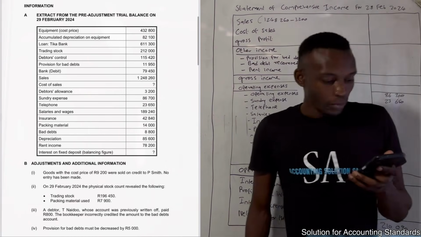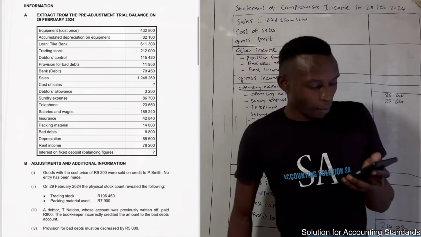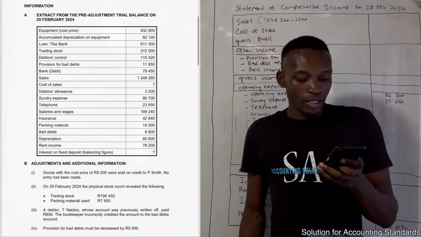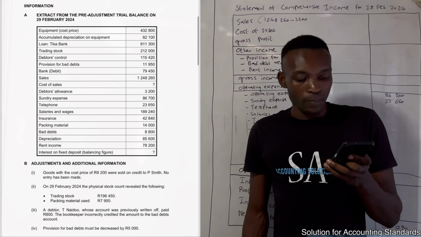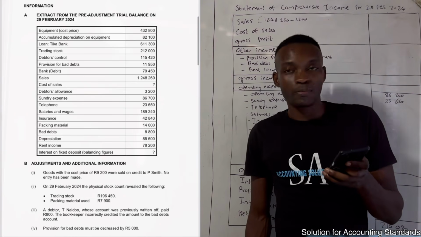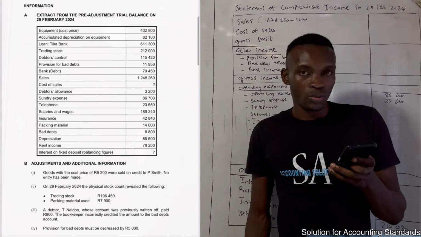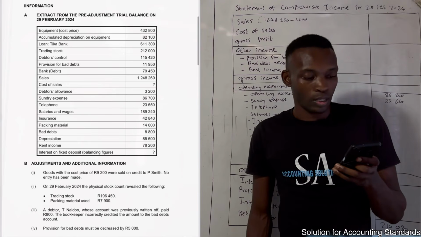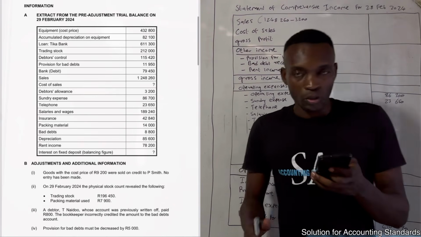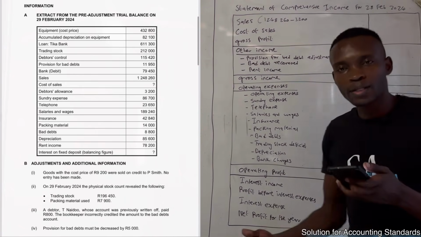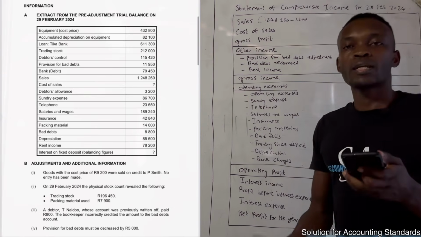Okay, now we have to check at least transaction number 1. Goods with the cost price of 9,200 were sold on credit to P. Smith. No entry has been made. So we have sold the goods, but this sale was not recorded. Okay, what do we do now? Because we sold, we must add. It's going to increase our sales.